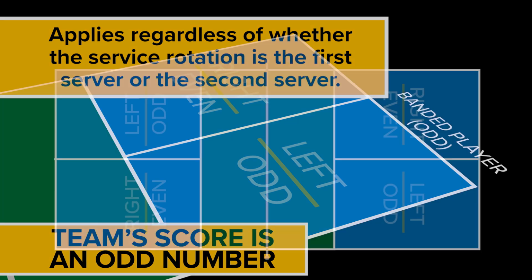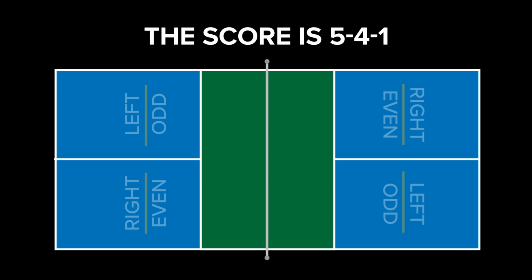For example, the score is 5-4-1. 5 is an odd number. The banded player should be positioned on the left or odd side of the court. 4 is an even number. The banded player should be positioned on the right or even side of the court.